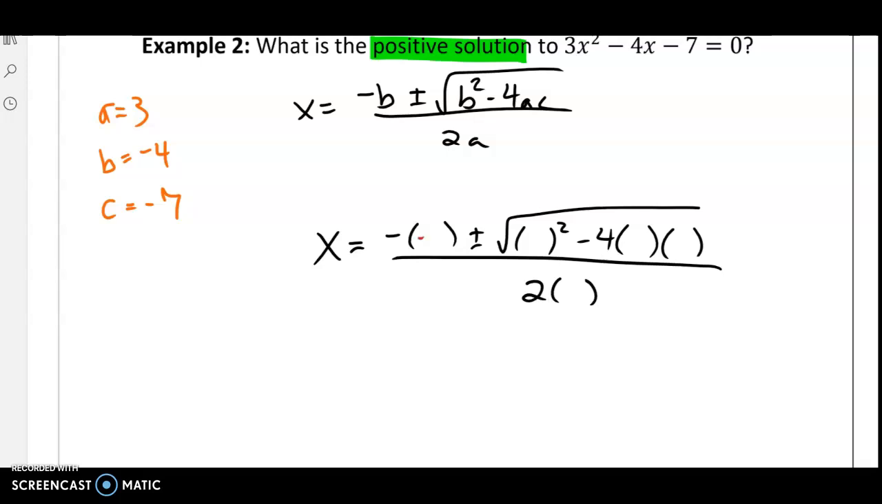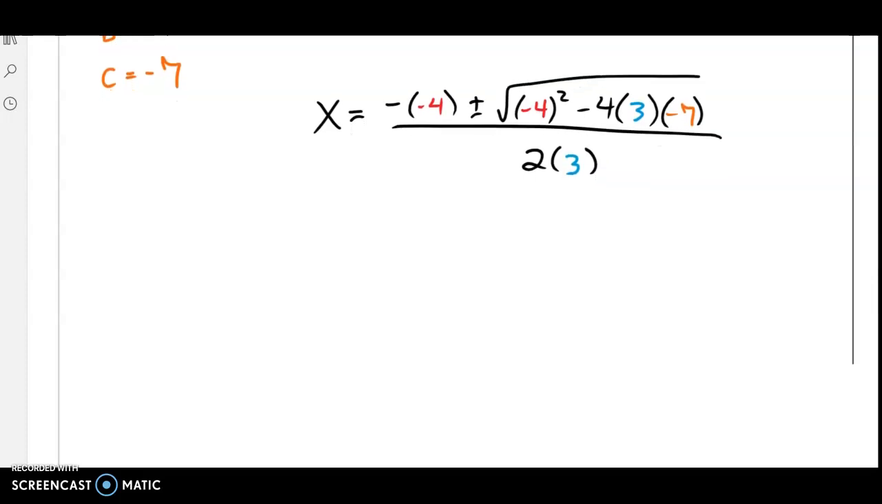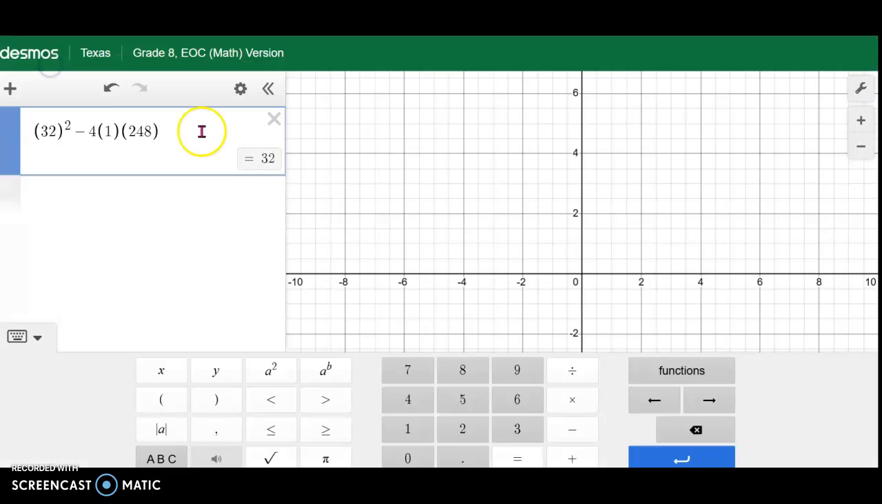Our B is negative 4. Our A is 3. And our C is negative 7. Now we can calculate our answer, now that we've got everything plugged in correctly. So first and foremost, there is a double negative here. So that actually makes this a positive 4. And then like we did before, I'm going to type in whatever is underneath that square root. Okay, so let's go to Desmos real quick, and I'm going to type that in.